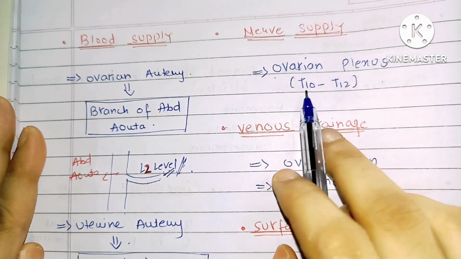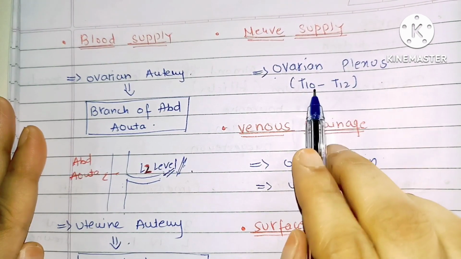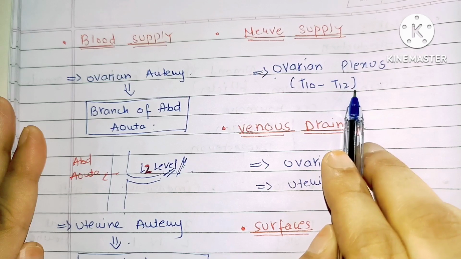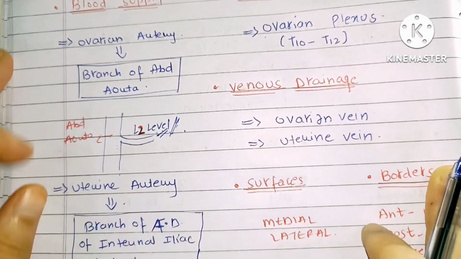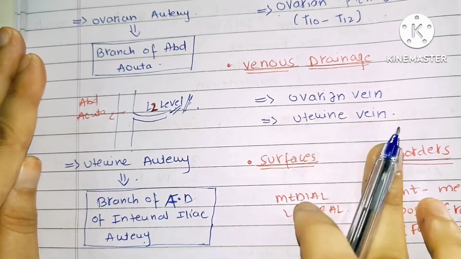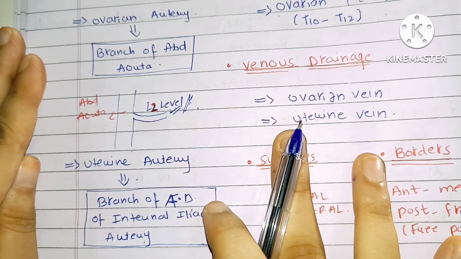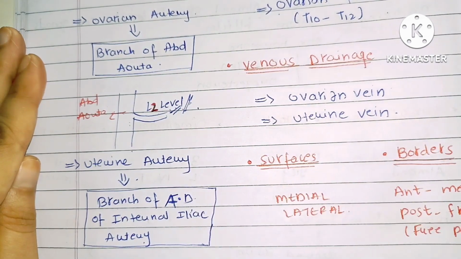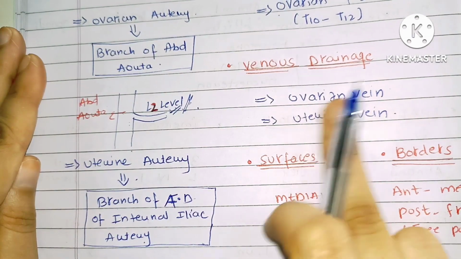What is the nerve supply? Nerve supply is through the ovarian plexus, or we can say from the T10 to T12 segment. Venous drainage is through the ovarian vein and uterine vein, as it has two ends, tubal and uterine, so it will be drained by the uterine vein as well as the ovarian vein.